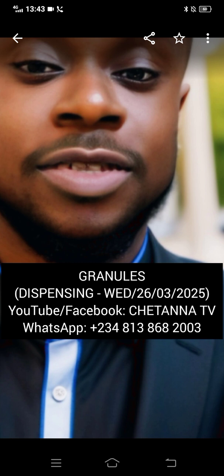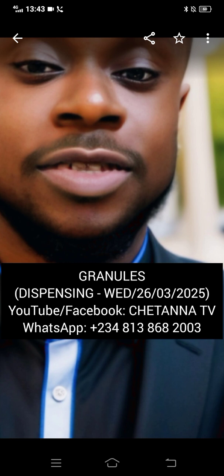Now, one thing about granules is that granules can act as intermediate in tablet production, even in capsule production. Because in tablet production, there is what is called granulation. Granulation in capsule, in tablet production.